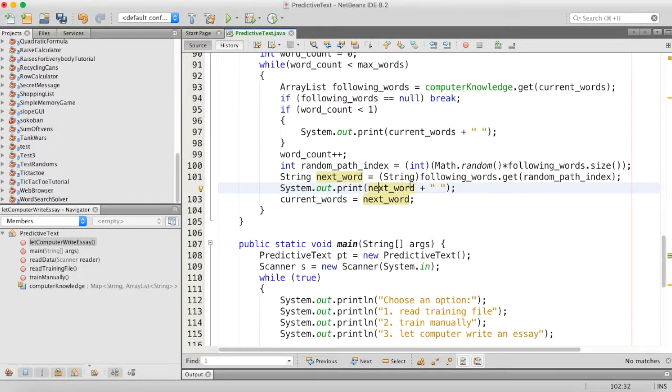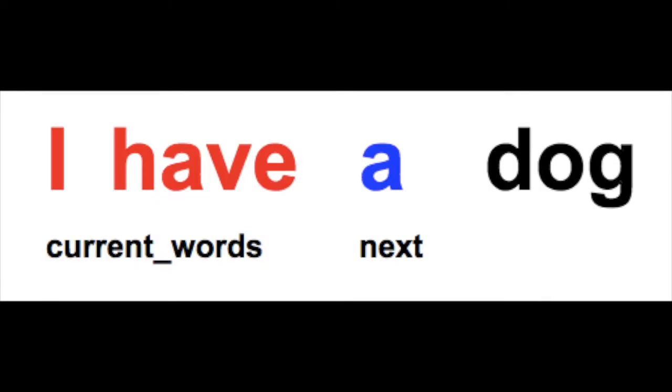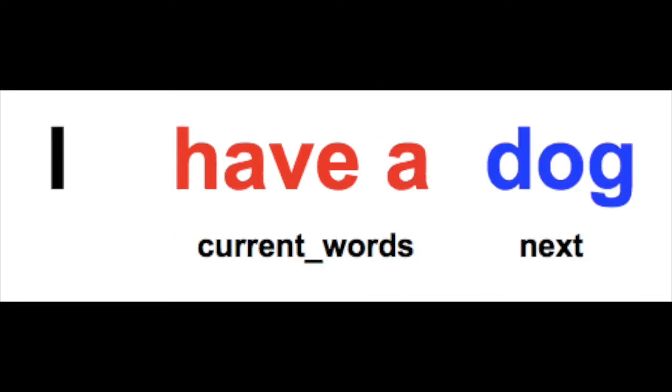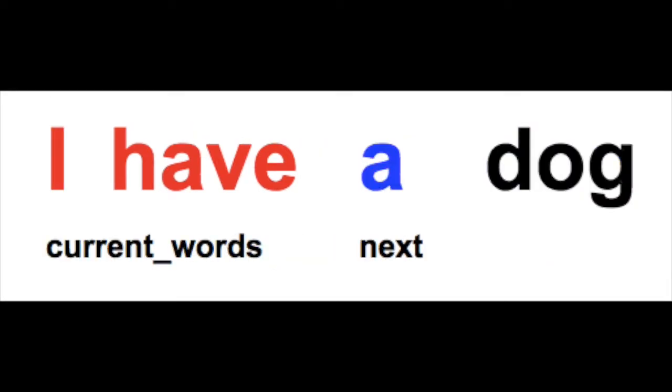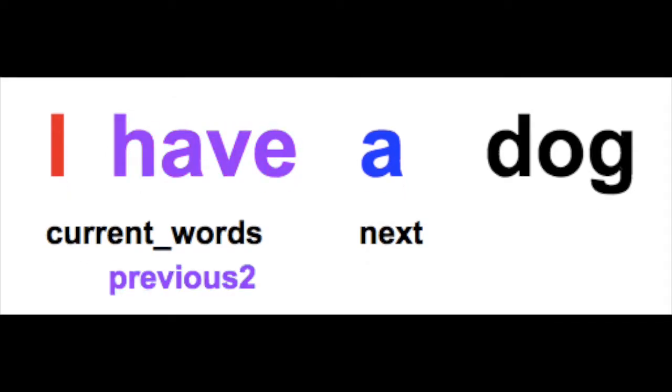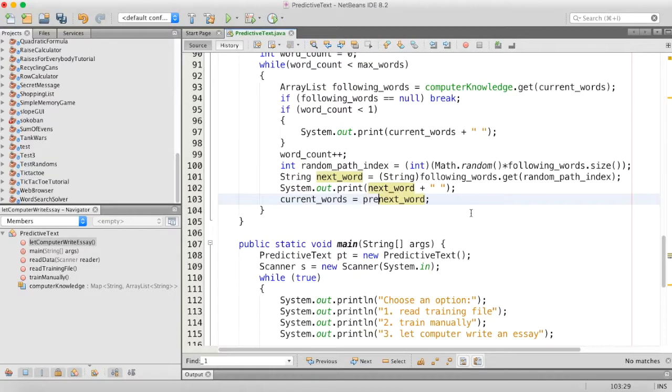When we update current words to be ready for the next iteration, now it needs to lose its first word and append on the next one. For example, if current words holds the value I have and next holds the value for the next iteration, current words should hold the value have and next should hold the value dog. So to create the have from I have, let's assume we have a variable called previous2, which in this case would hold the have part of I have. We append it to the next variable, and we're good to go there on out.